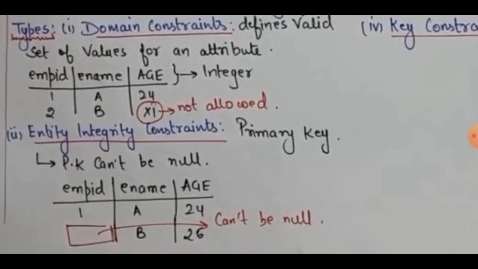So suppose we enter the next value. We cannot enter anything inside the employee ID, and we have entered B into the E name and 26 into the age, so it will give you the error because a primary key cannot be null. You can see it here. So in one line, entity integrity constraint belongs to the primary key; we need to follow the features of the primary key inside the entity integrity constraint, that's it.